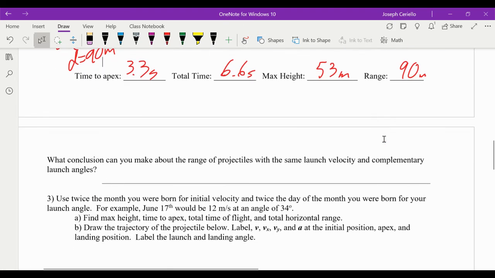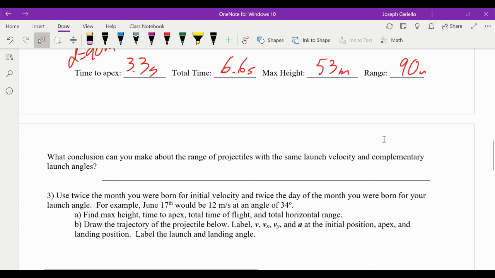That's an important point. Because what conclusion can you make about the range of projectiles with the same launch velocity, in this case 35 meters per second, and complementary launch angles? They have the same range. That's true for any given velocity. So if the velocity is 10 meters per second, if it's launched at 50 degrees, if it's launched at 40 degrees, that'll have the same range. So again, the initial velocity has to be the same. Then the complementary angles have the same range. But again, the initial velocity has to be the same first.